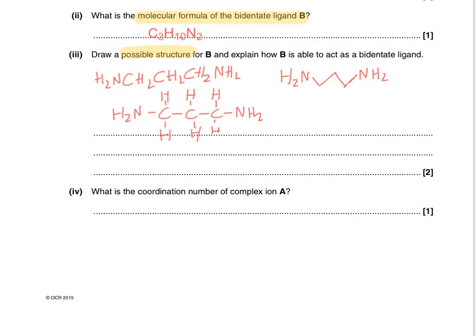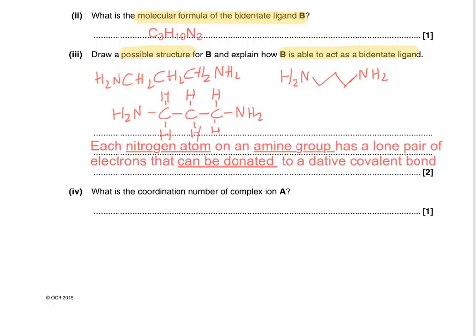So then you need to say how B is able to act as a bidentate ligand. So it's led you towards this, hasn't it, through the course of the question. So if you asked me how to do the perfect answer, that's what I'd put, because that covers you for all eventualities. You say exactly where the lone pair is, you say which group that atom is on, and you can say what the lone pair of electrons is going to be doing.